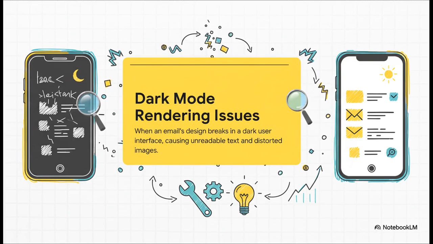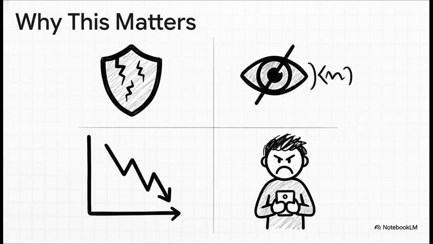So let's give this problem a name. We're talking about dark mode rendering issues. This is what happens when the code that makes your email look so great clashes with the dark user interface of an email app, and it just leads to this whole host of visual nightmares. The impact here is huge. It really damages your brand's perception, makes you look like you don't pay attention to the details. It seriously hurts readability and accessibility for your users. And like we said, it just tanks your engagement and conversion rates. All of this creates a genuinely frustrating experience for the people you're trying to reach.